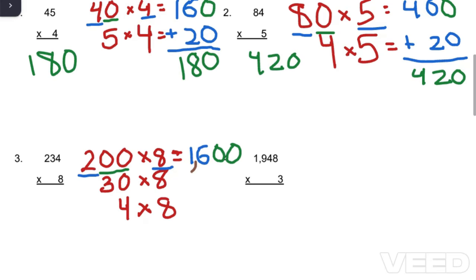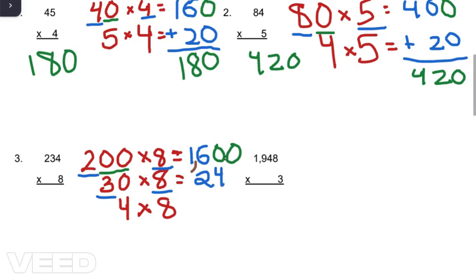All right. Now the next problem says 30 times 8. We may not know 30 times 8, but we sure do know we can do 3 times 8. 3 times 8 is 24.